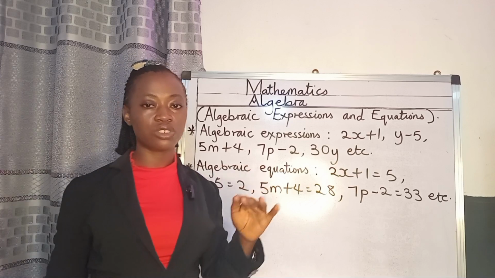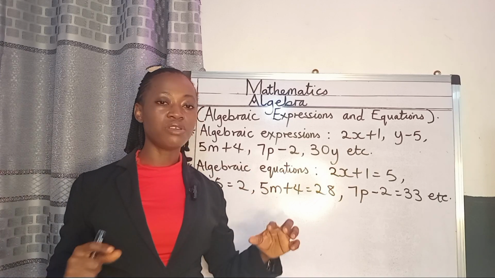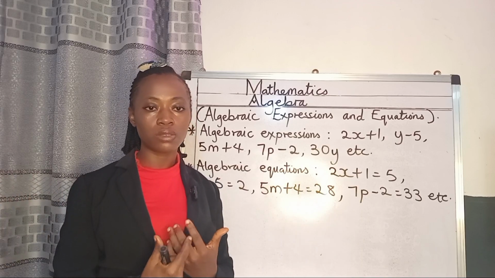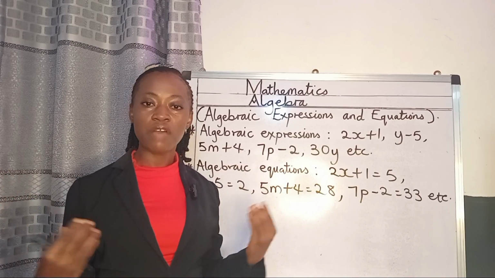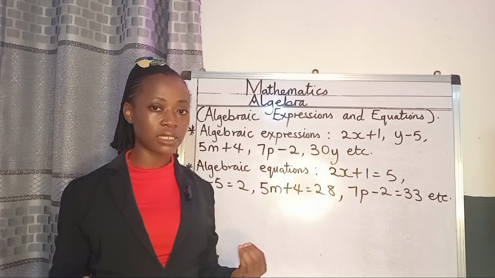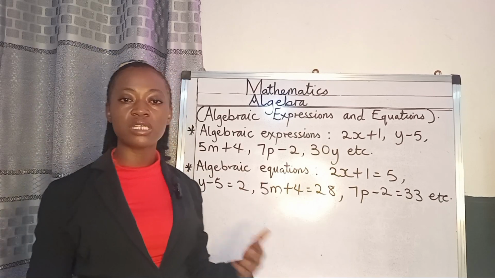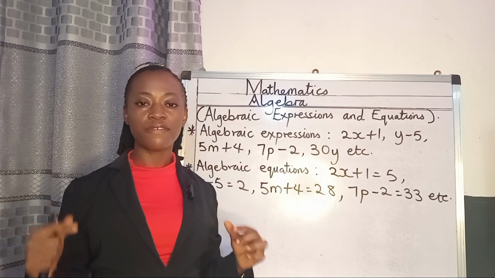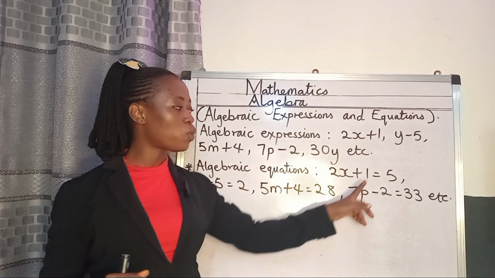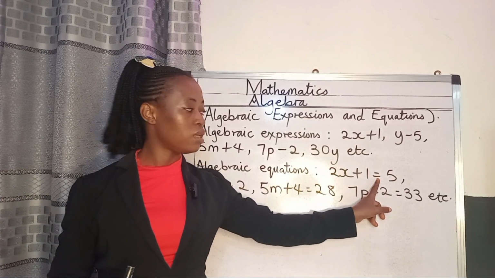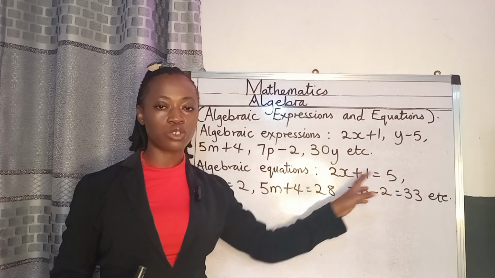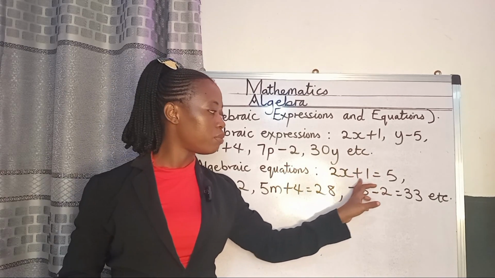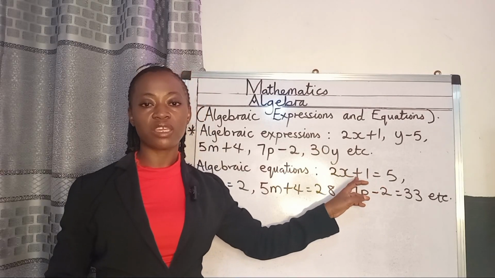So the word equation is taken from equal. Now when you say equality, you're talking about two values being equal, all right? Two values having the same quality, right? Okay, so an equation is telling you that two algebraic expressions are equal in value. Once you see an equality sign, sign of equality between two expressions, then you should know that that particular value you have there is an algebraic equation.